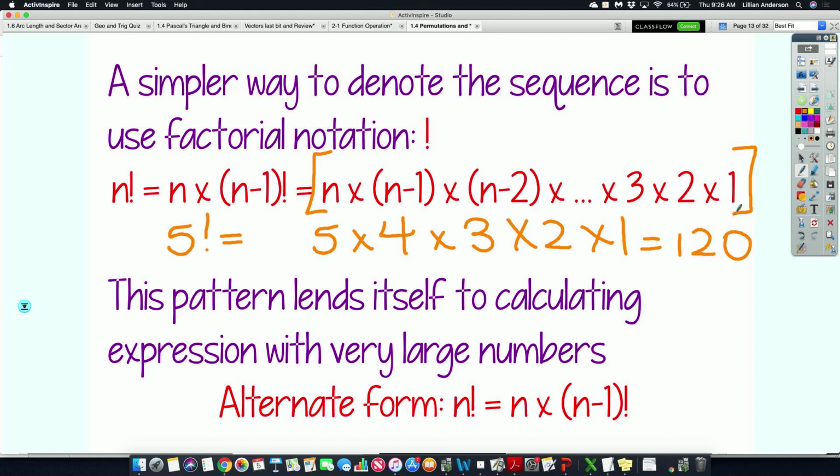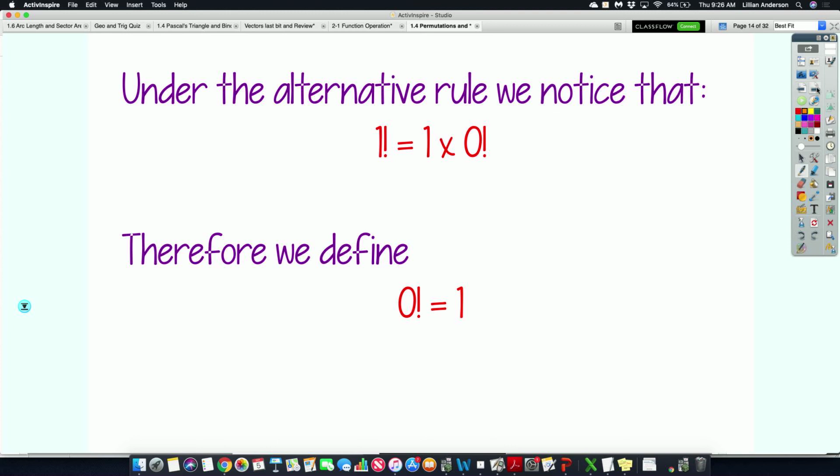Okay? Now, quick question. What's 1 factorial? 1. What's 0 factorial? It does exist or it doesn't? It does. It's equal to 1. Okay? It's equal to 1. So, 1 factorial breaks down to be 1 times 0 factorial. Well, the only way that 1 factorial can equal 1 is if 0 factorial equals 1. Okay?